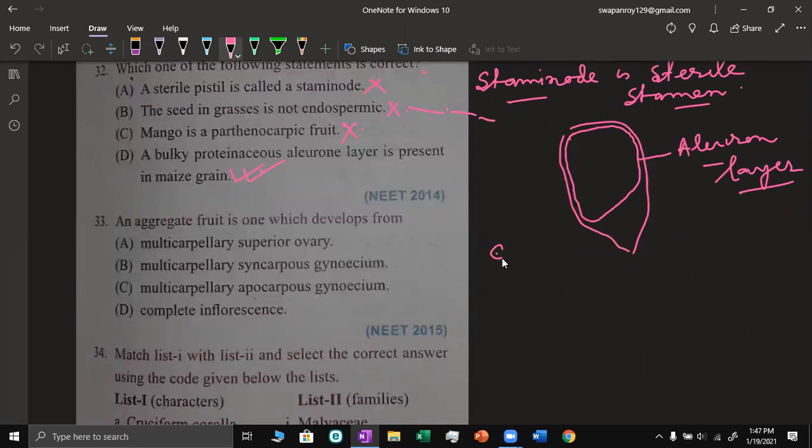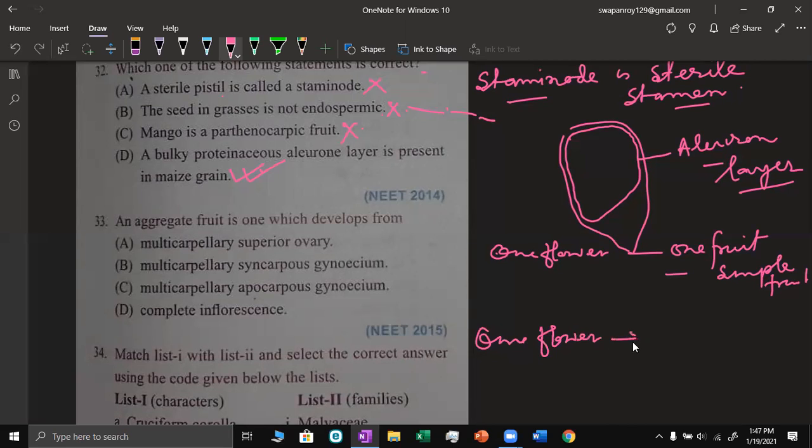You can remember it in this way also: one flower, one fruit. This is the simple fruit. One flower giving rise to many fruits. Usually in this case, small fruits are formed, like raspberry, etc. And this is called the aggregate fruit, an aggregation, a grouping of fruits.